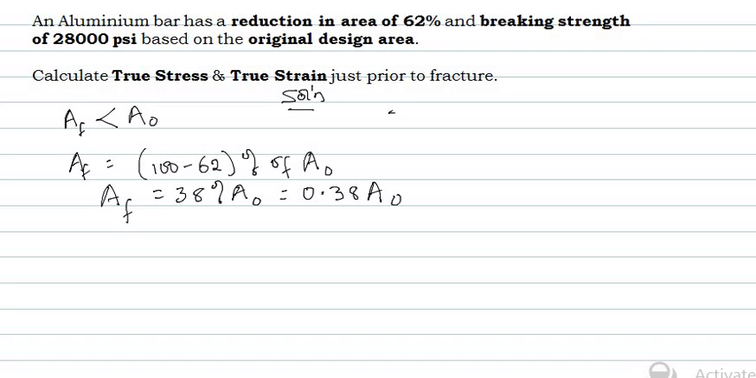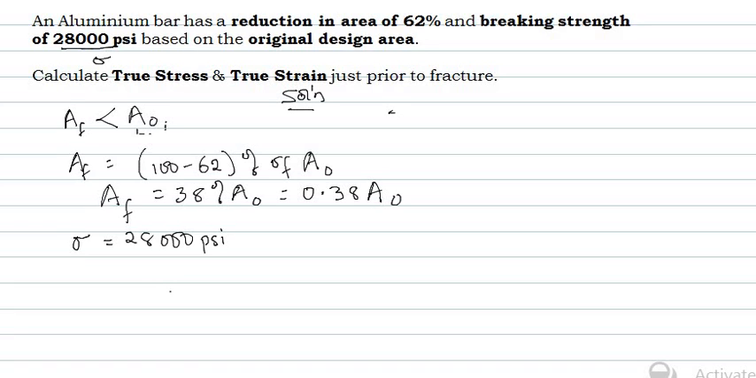As for the breaking strength of 28,000 psi, that is actually talking about our stress. But which stress? Is it the engineering stress or the true stress? Because they said it is based on the original design area, and that's the value we use to calculate our engineering stress, this simply means that this value is our engineering stress. So our engineering stress is equal to 28,000 psi.